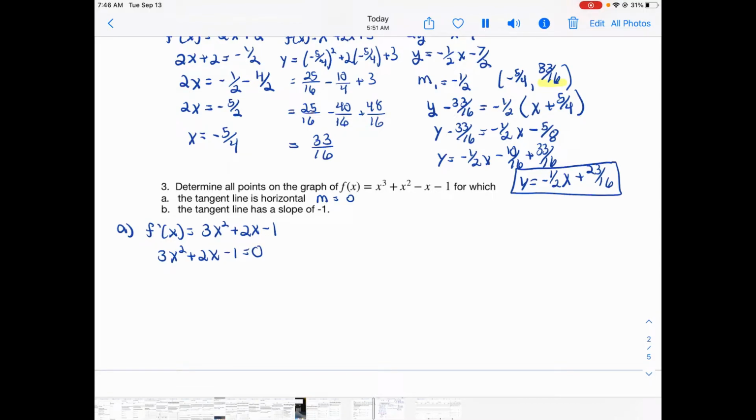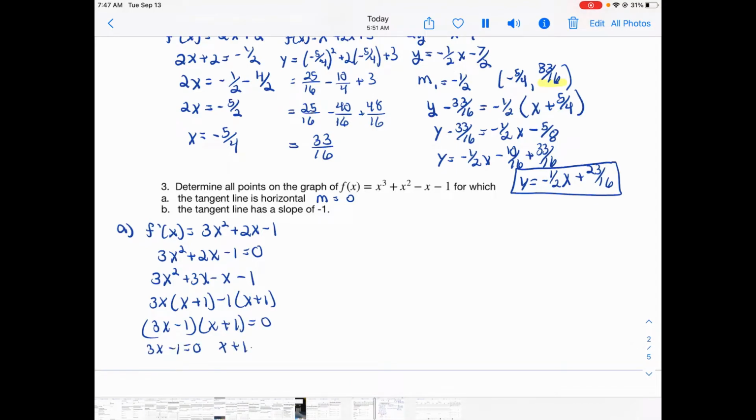So I'm just going to factor this. I'm going to factor by grouping. You could do it by guess and check or your box method, whichever way you want to. But I decided to just factor it by grouping. So 3x squared plus 2x minus 1 factors to 3x minus 1 times x plus 1. So I set each of those factors equal to 0. And I solve. And I have two x values.